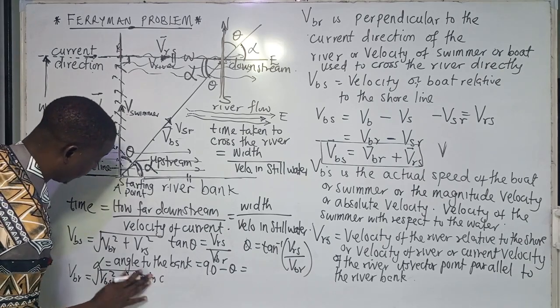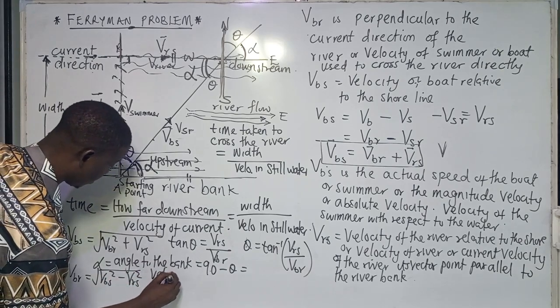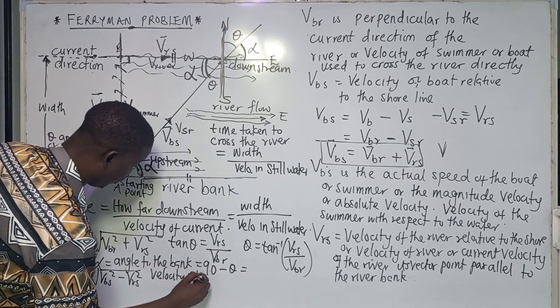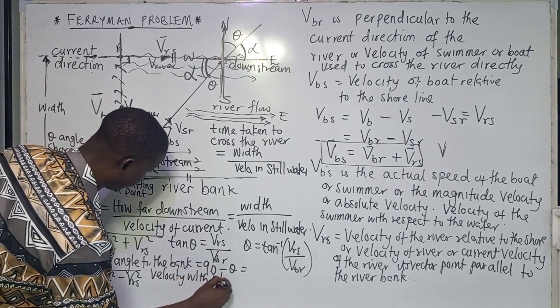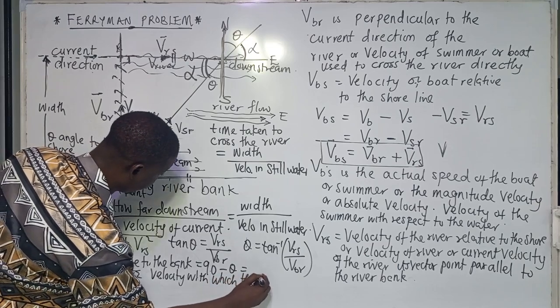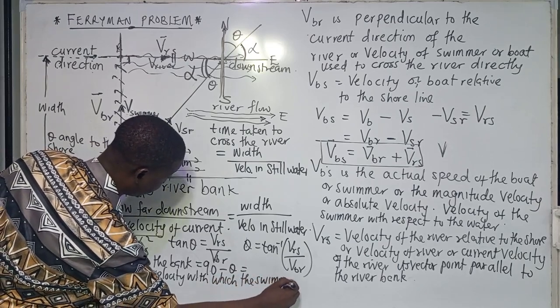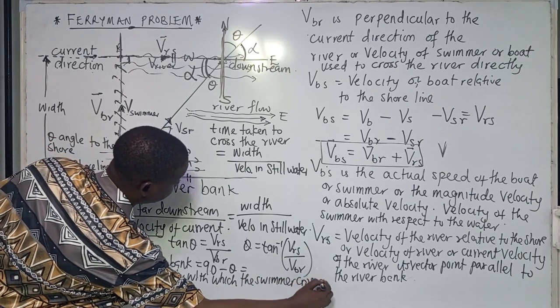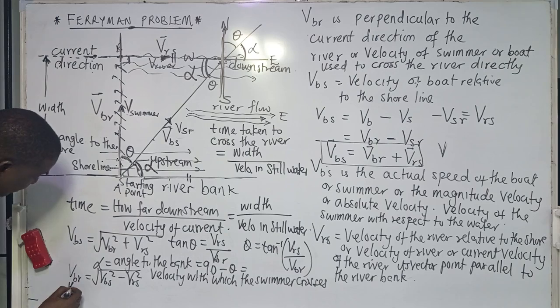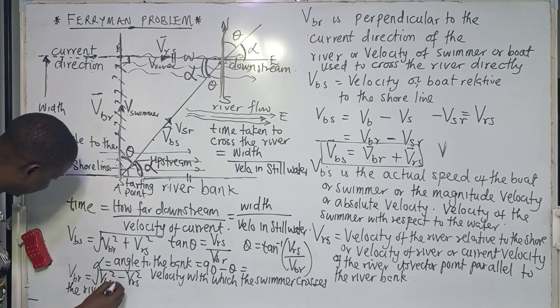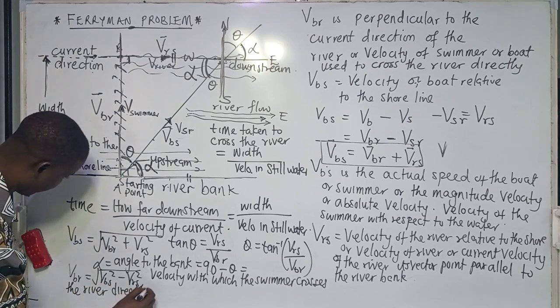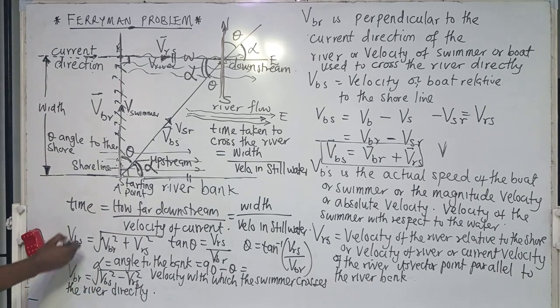To cross velocity, with which the swimmer crosses the river directly. So that is with that velocity.